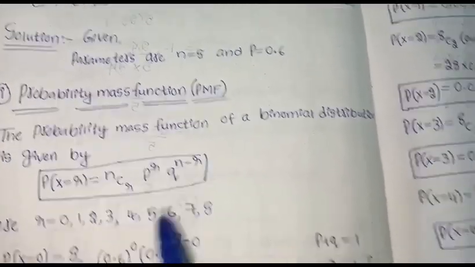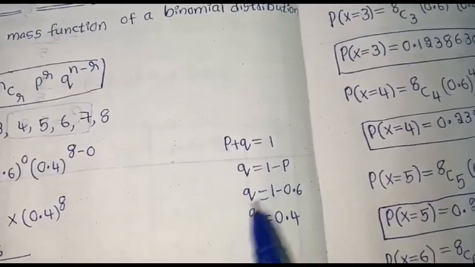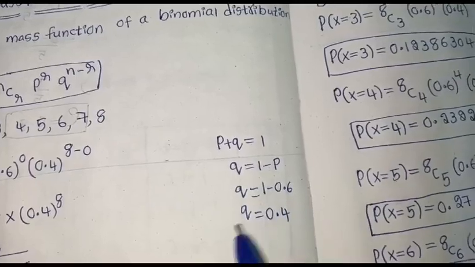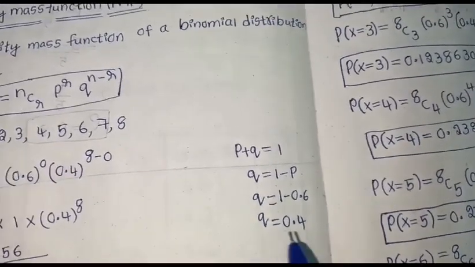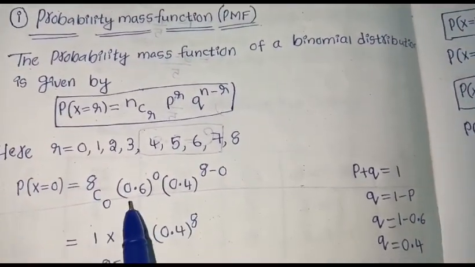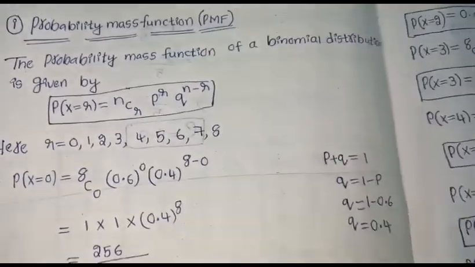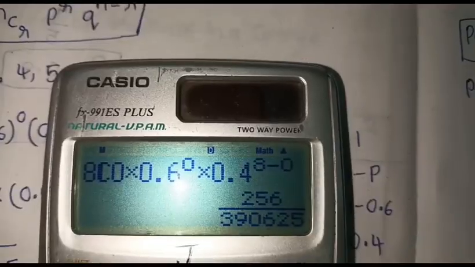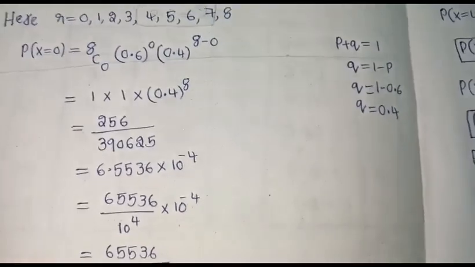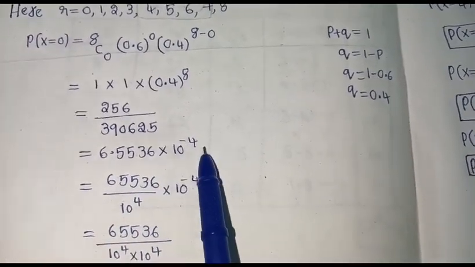To calculate q, we know that p plus q is equal to 1, then q is equal to 1 minus p, then q is equal to 1 minus 0.6, therefore q is equal to 0.4. Here we need to substitute those values, which are 8C0, 0.6 power 0, 0.4 power 8 minus 0. By using the Casio, we get 6.5536 into 10 power minus 4.